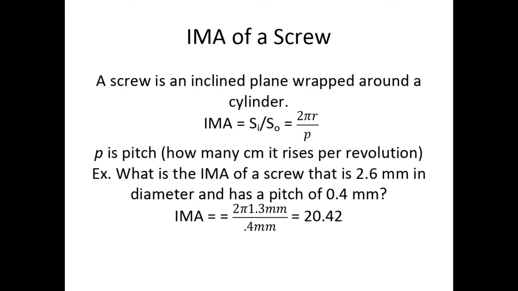And it says, what is the IMA of the screw that's 2.6 millimeters in diameter and has a pitch of 0.4 millimeters? Now, if you're using millimeters and millimeters, you don't have to convert to meters, because the millimeters will cancel out, so you can just leave them like that. So you get 2 pi times 1.3, because 1.3 is the radius of the screw. When you get a package of screws, they tell you what the diameter is, the width.